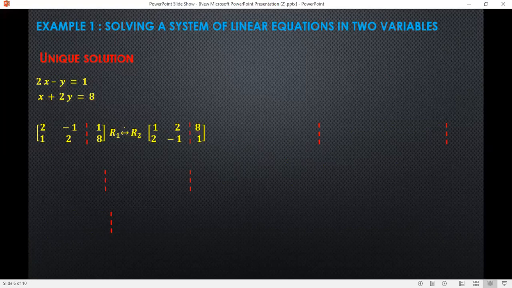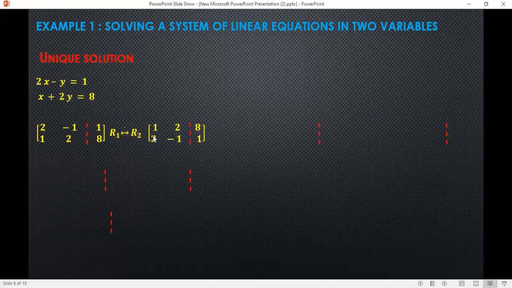So starting with this, this is the augmented matrix. Here we have 2, -1, 1 and 2, and here we have the constants 1 and 8. Then the way I'm going to do it, I must put 1 here instead of 2. Then I'm going to interchange the second row with the first one. Then we get 1, 2, 8, 2, -1 and 1, as you see here.